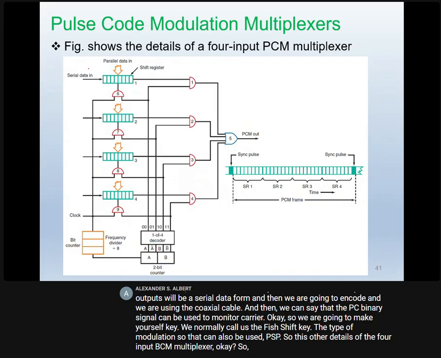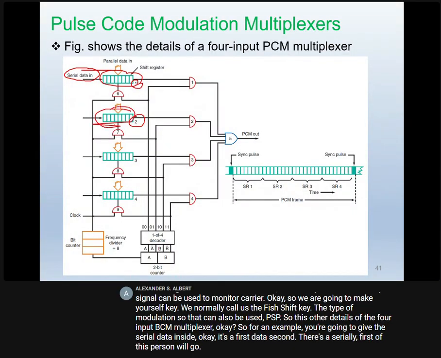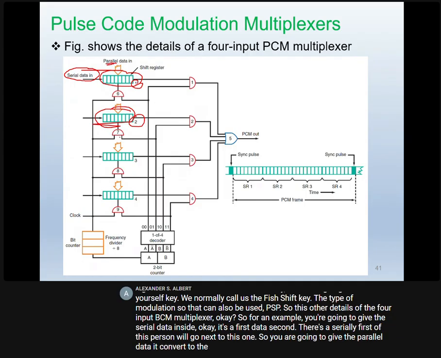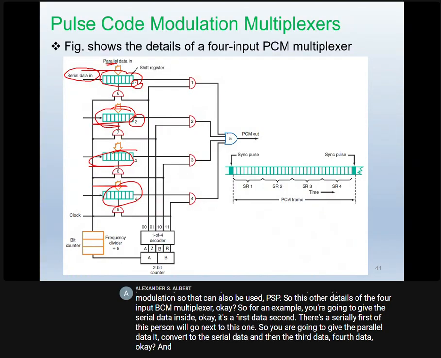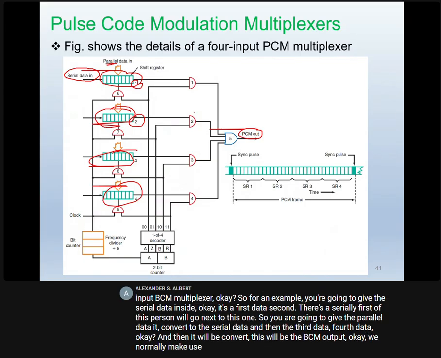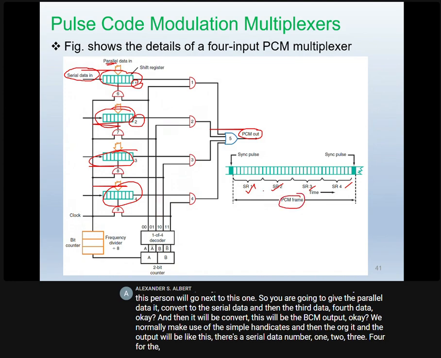For an example, you're going to give the serial data inside. It's the first data; second, serially. First, this one will go, next this one. So you're going to give the parallel data, it is converted to serial data, and then the third data, fourth data. And then it will be converted. This will be the PCM output. We normally make use of simple AND gates and then the OR gate, and then the output will be like this. There's serial data number 1, 2, 3, 4 for one particular time frame.